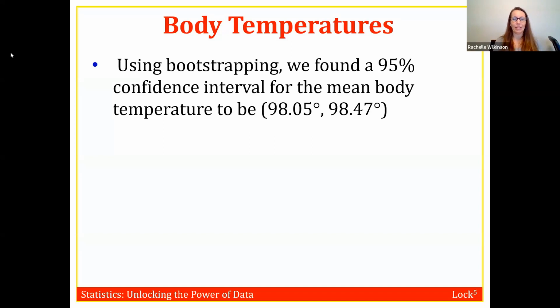So yes, 98.6. You always hear, hey, that's the normal body temperature if you're a healthy adult. So now we've collected some data from a bunch of healthy adults, and we get a confidence interval that goes from 98.05 to 98.47.